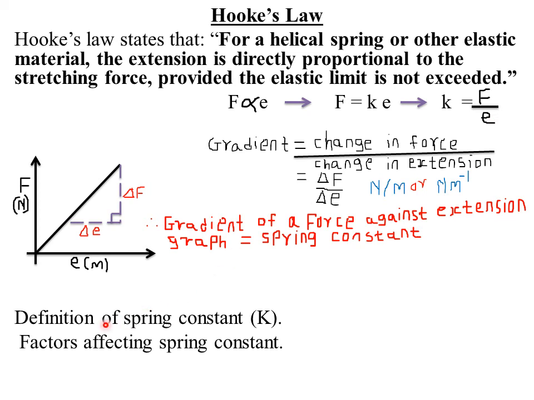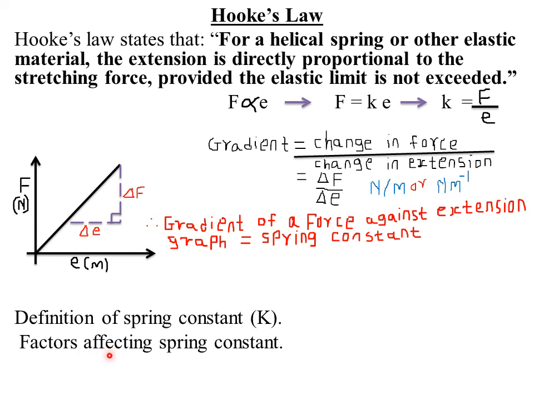Now, what is this that we are calling the spring constant? The spring constant can be defined as a measure of the stiffness of a spring. That means the greater the spring constant, the stiffer the spring is. So stiff springs will always have a larger value of K, or a larger value of the spring constant.